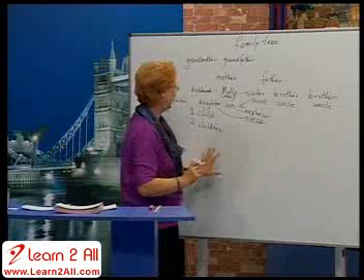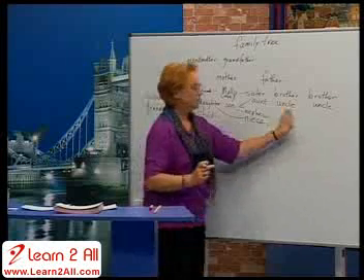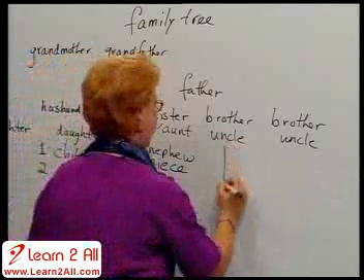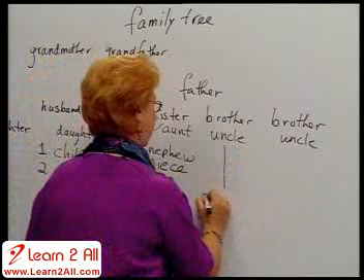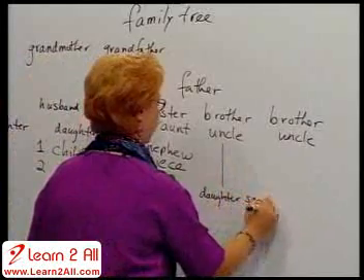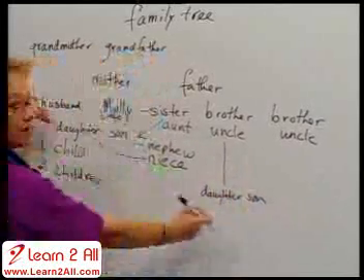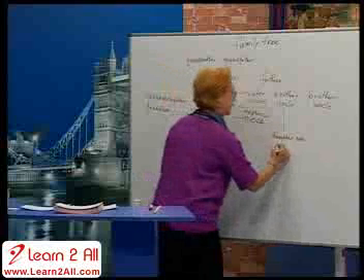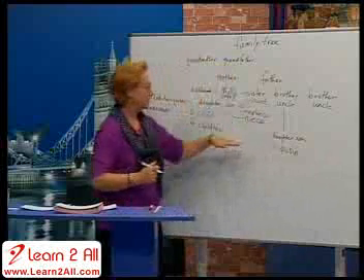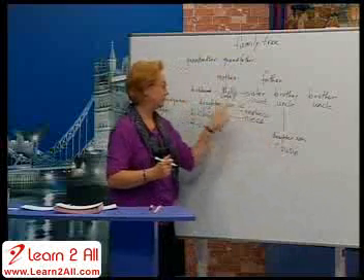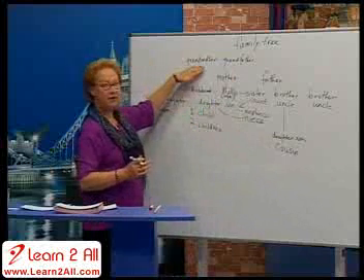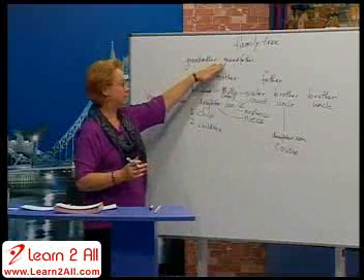Okay. Now, my brother has two children. So my brother has a daughter and a son. My daughter, my sons are cousin. Okay? So, cousin, cousin.